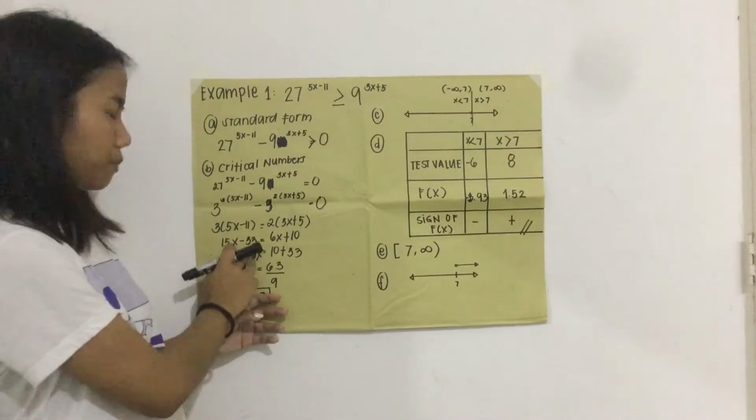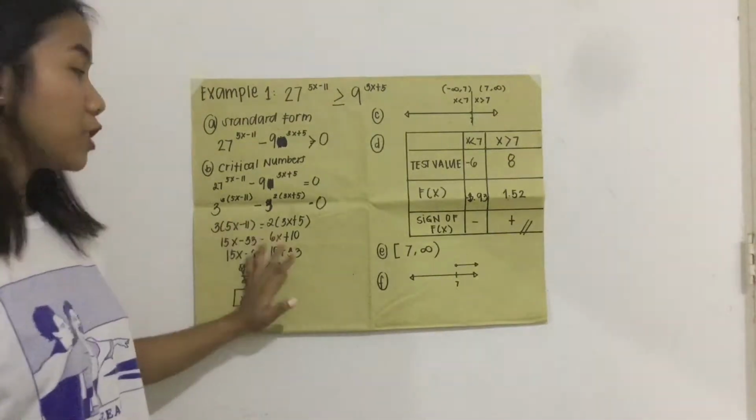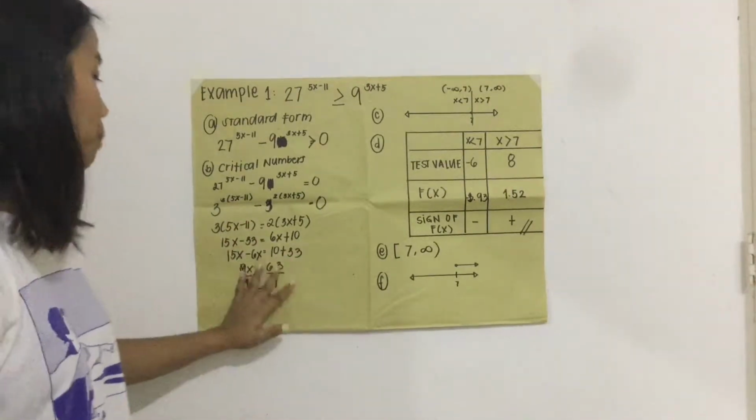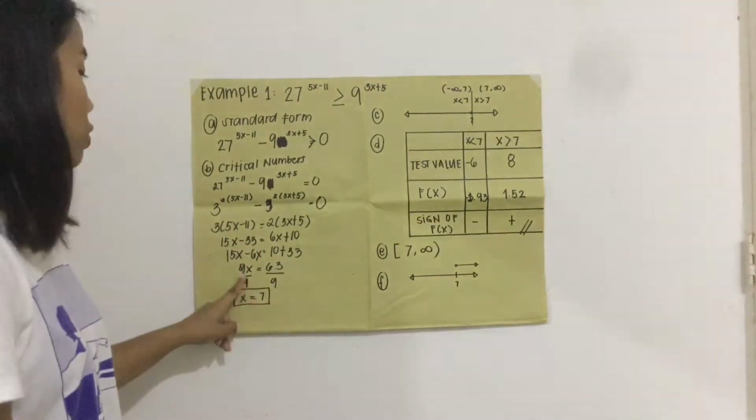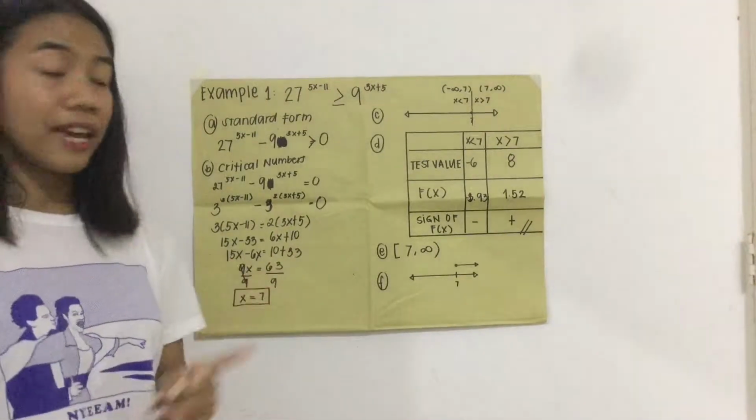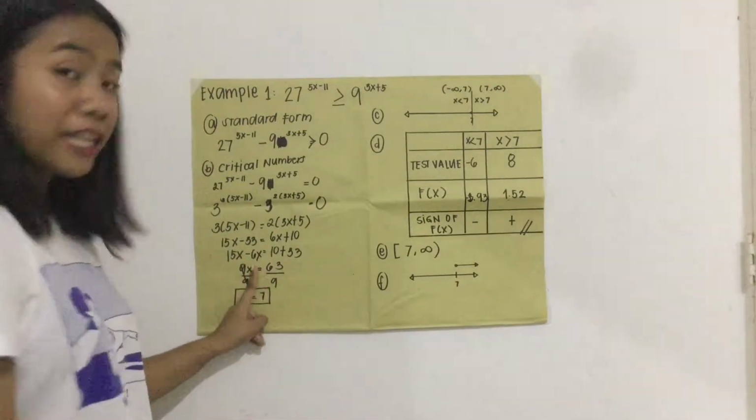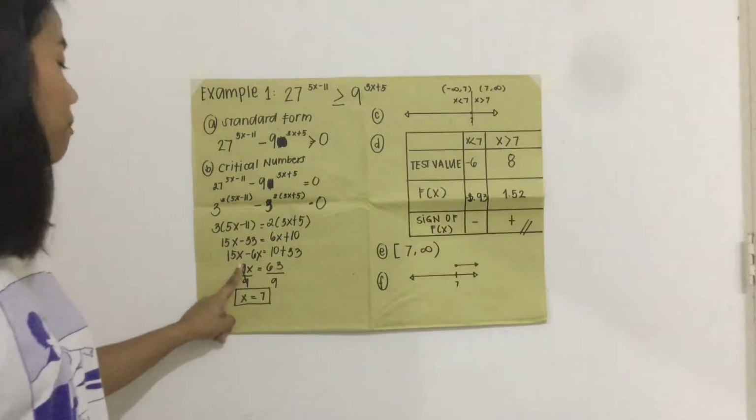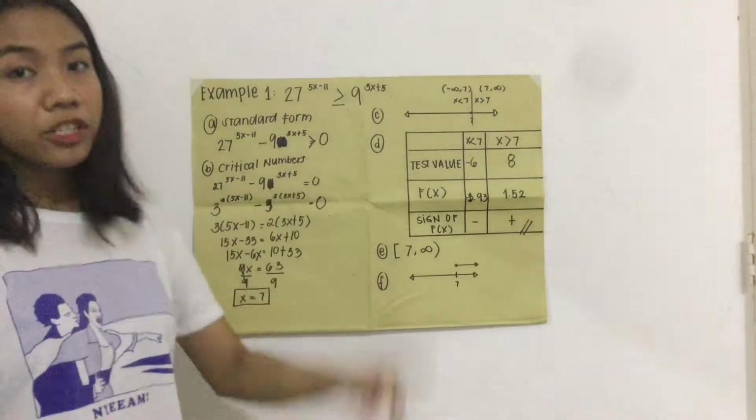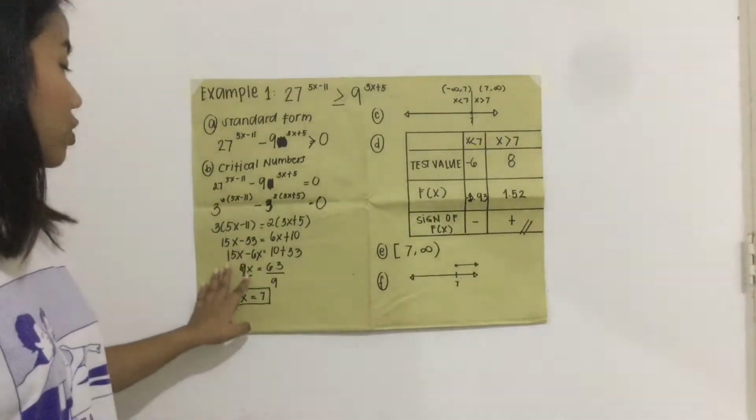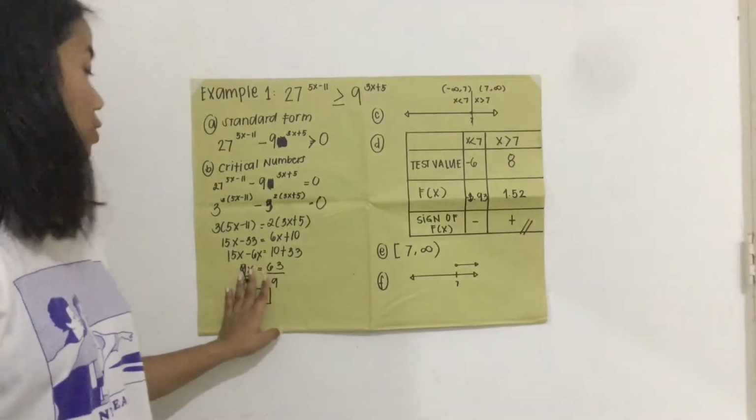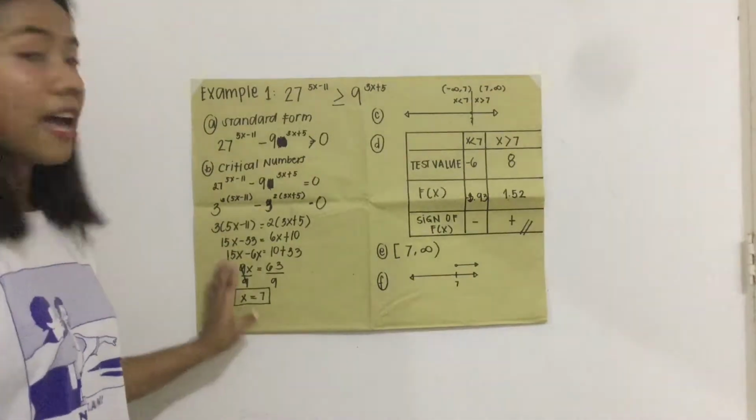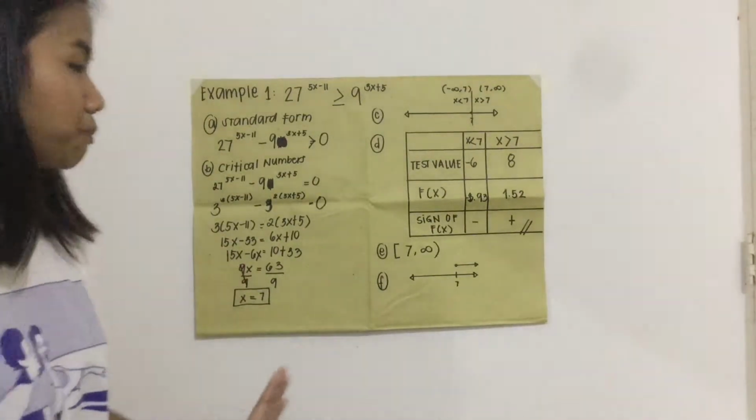Then transpose 33 to the other side, so it would be positive 33. So combine like terms again. 15x minus 6x is 9x, equals 10 plus 33, which is 43. To eliminate the 9 and find x, we're just going to divide both sides by 9. So 9x divided by 9, 63 divided by 9, and x is equal to 7.